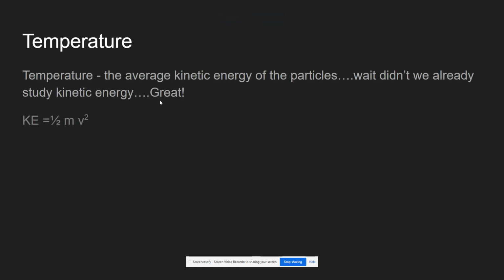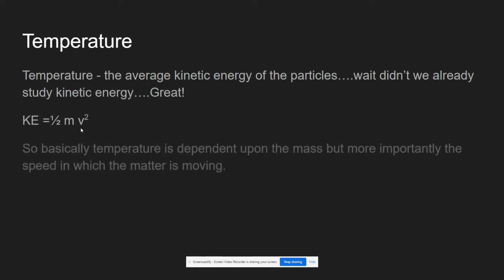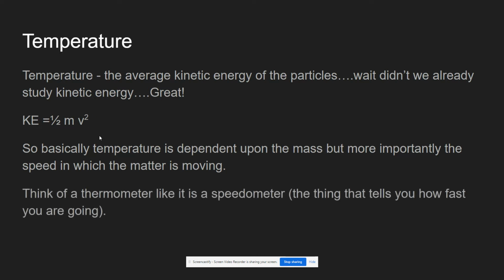Do we already study that? Yeah, we did. Oh no, it's the dreaded formula. Basically, all I'm telling you here is that temperature is dependent upon the mass, but more importantly, it depends on the speed, because you're squaring that velocity. Think of a thermometer like a speedometer. The higher that thermometer is, the faster the particles are going in whatever substance you're taking the temperature of.